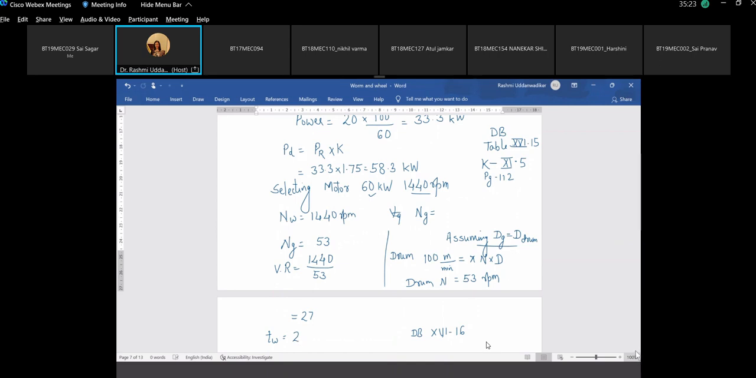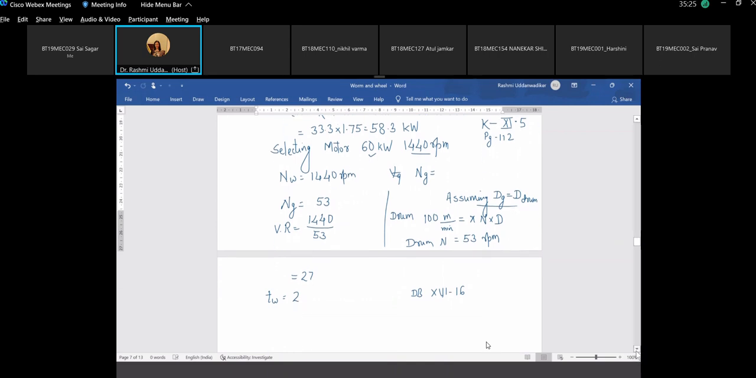So this happens to be the number of teeth on the worm. And what would be the number of teeth on the gear? The number of teeth on the gear would be the velocity ratio times the number of teeth on the worm. The ratio of their angular velocities is inversely proportional to the ratio of their number of teeth. So it's 27 into 2, which gives 54 teeth on the gear.